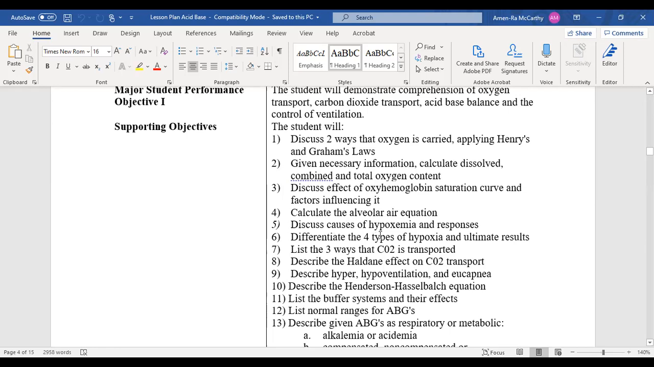Differentiate the 4 types of hypoxia. So there's 4 types and their results. There's 3 ways that CO2 is transported, because CO2 also has to be transported. You're going to be able to describe the Haldane effect on CO2 transport, and describe hypoventilation, hyperventilation, and eucapnia, which you should already know. Hypercapnia, hypocapnia, or eucapnia is just either high, low, or normal CO2. Capnia is CO2. Describe the Henderson-Hasselbalch equation. List the buffer systems and their effects, and then list the normal ranges for ABGs.